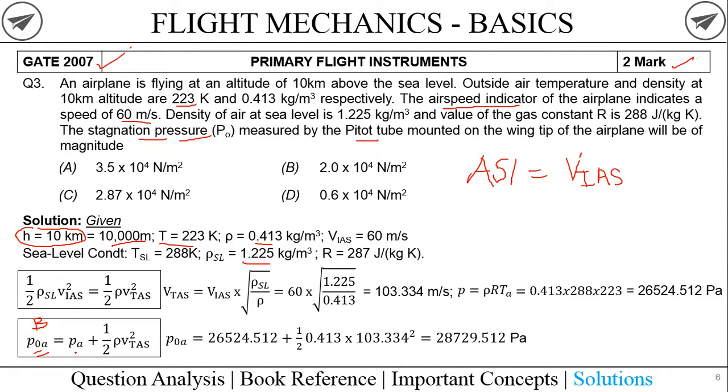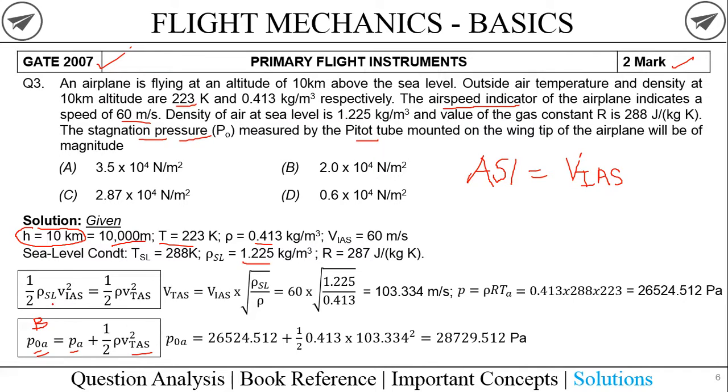And here, we have two different unknowns. We don't know the pressure at that altitude, as only temperature and density is given, and the velocity is given in IAS or indicated airspeed terms. And what we require is the true airspeed or the airspeed at that particular altitude, 10 kilometers. So here, solving one by one. First, let me solve the value for true airspeed.